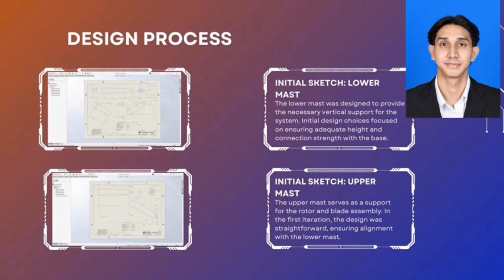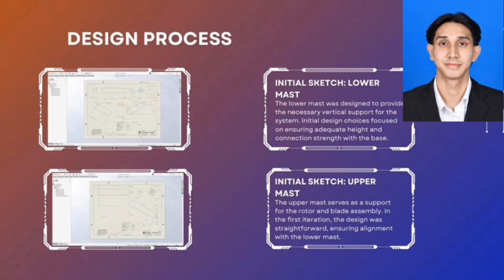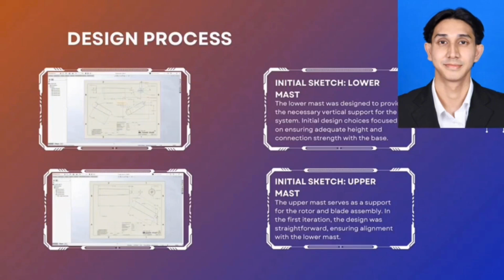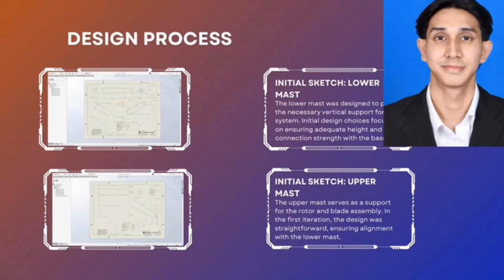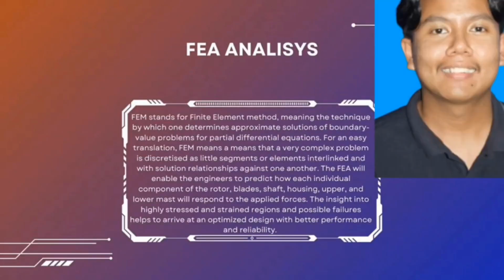Lastly, initial sketch, lower mast. The lower mast was designed to provide the necessary vertical support for the system. The initial design choice focused on ensuring adequate height and connection strength with the base. Next, upper mast. The upper mast served as a support for the rotor and blade assembly. In the first iteration, the design was straightforward, ensuring alignment with the lower mast. FEA analysis.